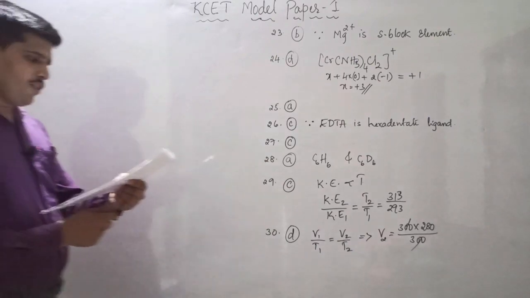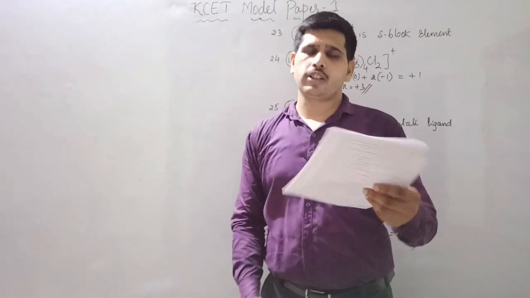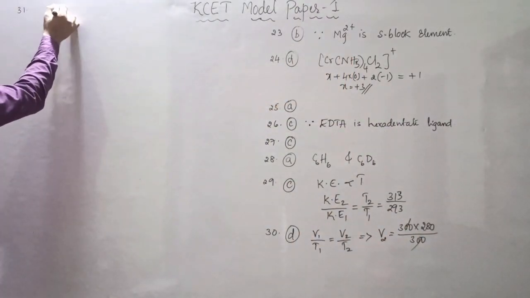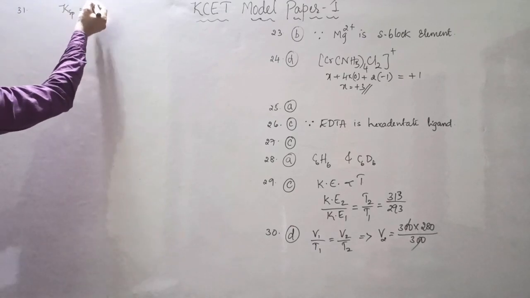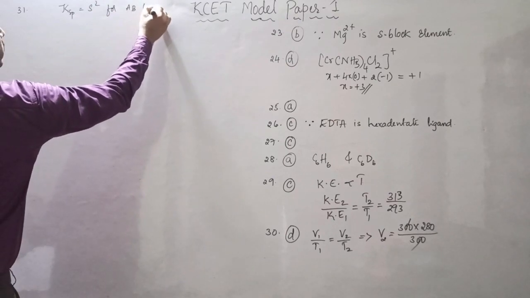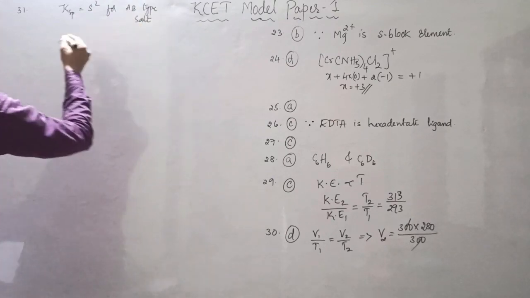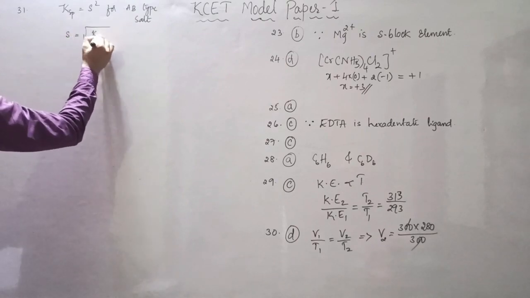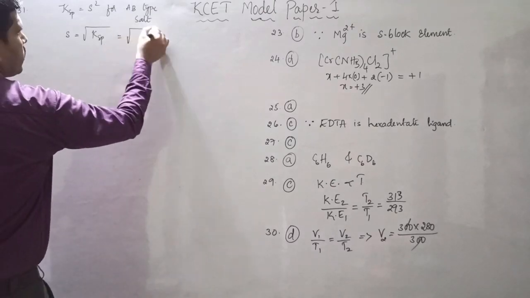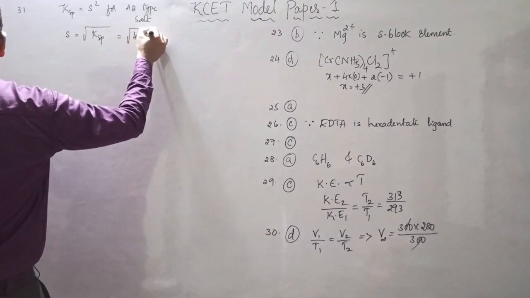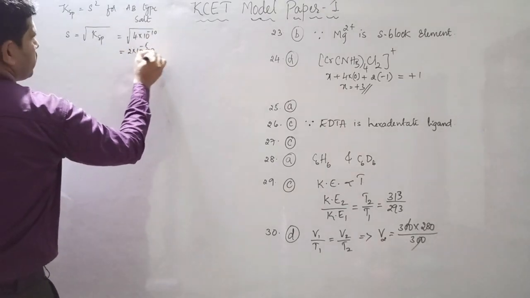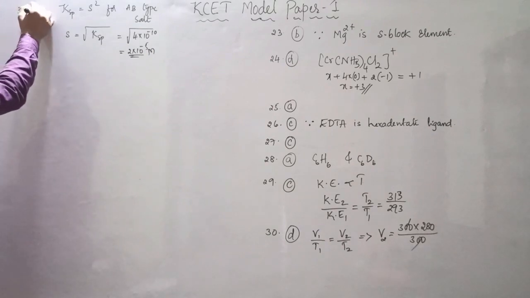We have the 31st one. The solubility product of a binary weak electrolyte. So it's the solubility product of an AB type of salt. So directly I will move on to that. So KSP is equal to S square for an AB type salt. So what is solubility equal to? Square root of KSP, isn't it? So KSP is given, that is nothing but root of 4 into 10 to the power minus 10, and the answer is 2 into 10 to the power minus 5 molar. So option B.